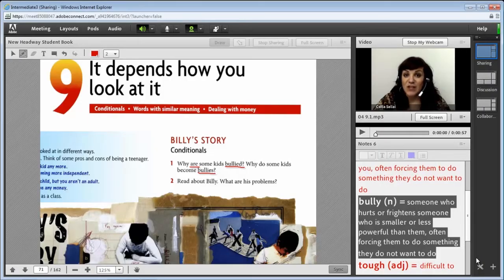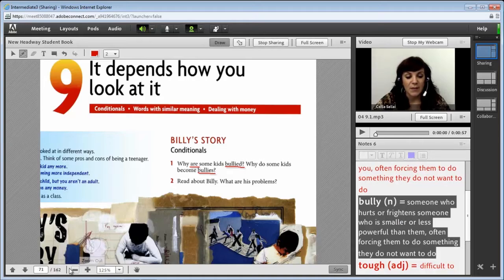Now please share your ideas with the class. I'm sure it would be very interesting to compare your ideas with the others. So after you shared your ideas in open class, then we're going to read about Billy, the teenager I mentioned earlier, and we're going to see what his problems are.